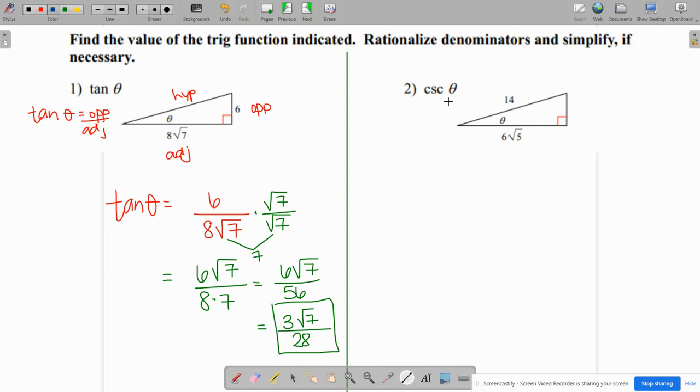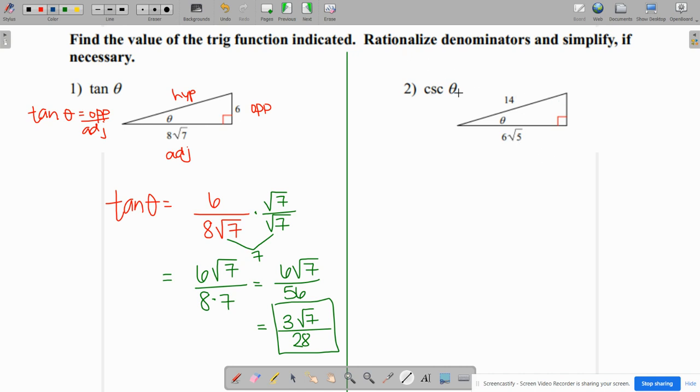Sometimes you might be asked to find a trig function from a triangle, but not all sides are labeled, and therefore one of the sides that you need is not labeled. And so you're going to have to find that missing side first. The nice thing about a right triangle with two sides is that you can find the third using the Pythagorean theorem.